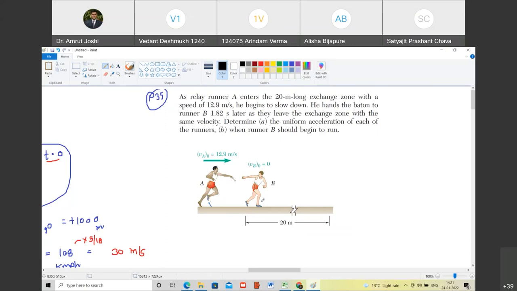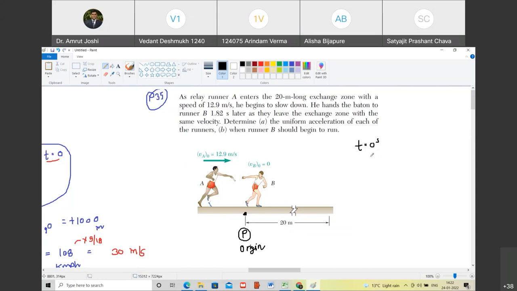As relay runner A enters a 20 meter long exchange zone with the speed of 12.9 meters per second. So can you tell me what happens at time t equal to 0 seconds? This snapshot is just before time t equal to 0 seconds, whenever runner A has reached this transition zone here. Are you with me? So this position, we will call P. This is the starting point, origin. Are you with me?